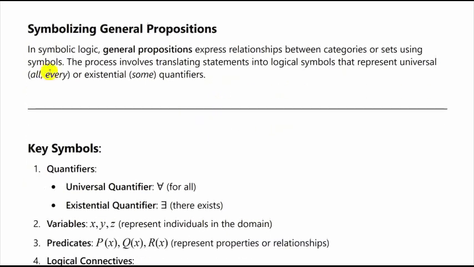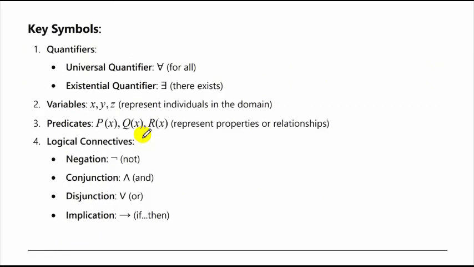Let us look at how to symbolize general propositions. In symbolic logic, general propositions express relationships between categories or sets using symbols. The process involves translating statements into logical symbols that represent universal (all, every) or existential (some) quantifiers. Let us look at the key symbols.